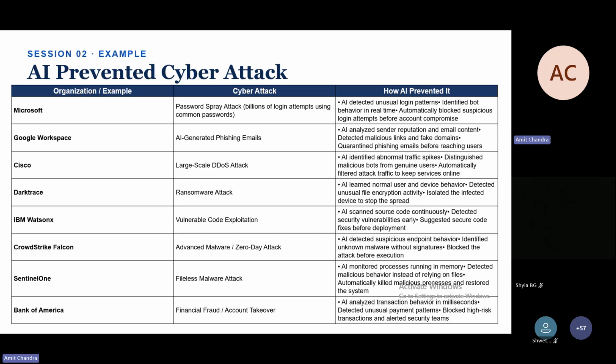Bank of America faced attempted financial fraud and account takeover, and AI analyzed the transactions in milliseconds, detected the unusual payment, and blocked it based on the high-risk transaction. Okay, so this is how cyber attacks have been stopped with AI.